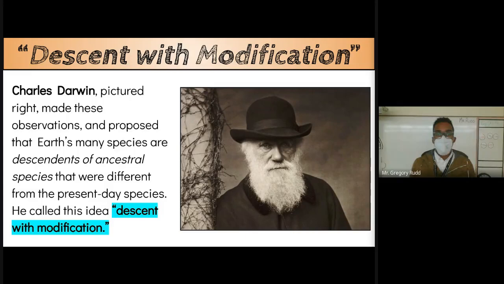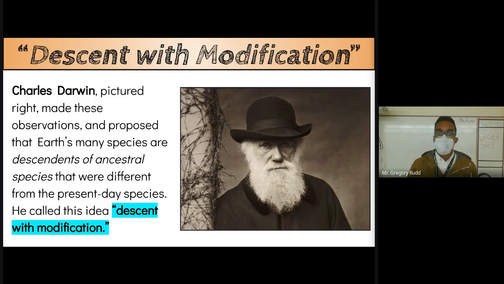All right. So this is where this idea of descent with modification comes in. This is a picture of Charles Darwin late in his life. He was actually probably most prolific when he was a young man in his 20s and 30s. But he was really the first person to make those three observations that we just talked about. And in doing so, he proposed that Earth's many species are descendants of ancestral species that were different from the present day species. So for example, this beetle that we just talked about, it's a descendant of some beetle that existed a long time ago that was different. It didn't probably have this ability to collect water from the air, but over time, because of this process of what we now call evolution, those new abilities did come about.